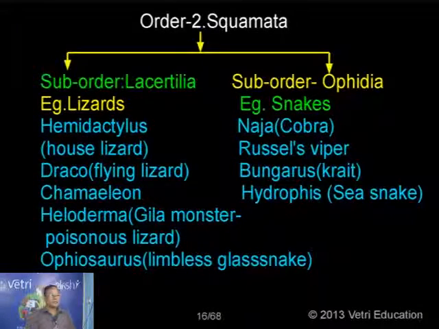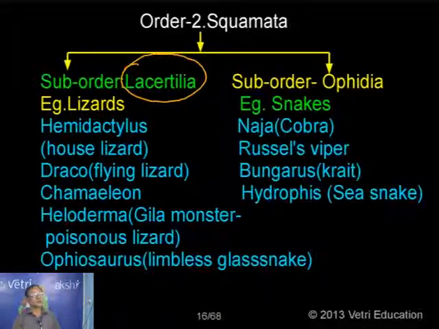Now order Squamata, the second order. It includes two suborders. One, Lizardia, all those crawling animals with a tail and limbs, for example the lizards. And another one, Ophidia. Ophiology is the study of snakes. Normally, herpetology is the study of reptiles. Then we have Saurology, the study of lizards, and Ophiology, the study of snakes. In some cases we use the word, for example, Ophiocephalus in the case of one fish, a snake-headed fish. So, Ophiology, the study of snakes.